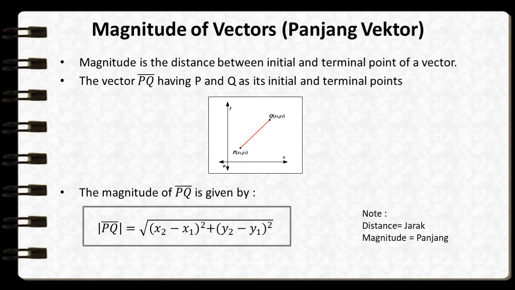Now, I will explain about the magnitude of vectors. Magnitude is the distance between the initial point and terminal point of a vector.